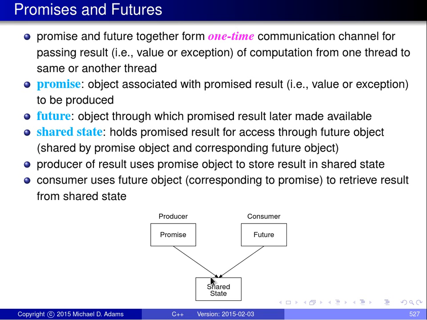So this is the reason for the shared state. The shared state is guaranteed to live as long as whichever of the promise or future lives longer. So as long as either the promise object exists or the future object exists, the shared state will continue to exist.